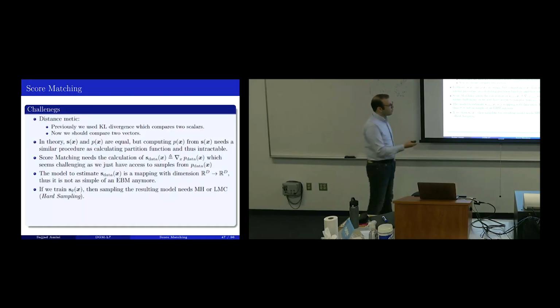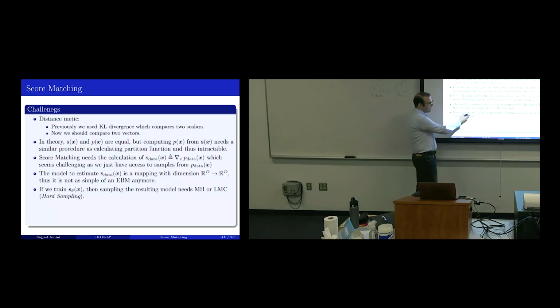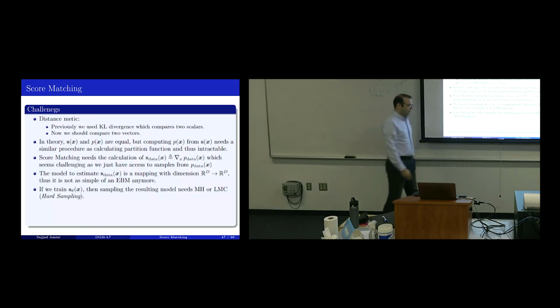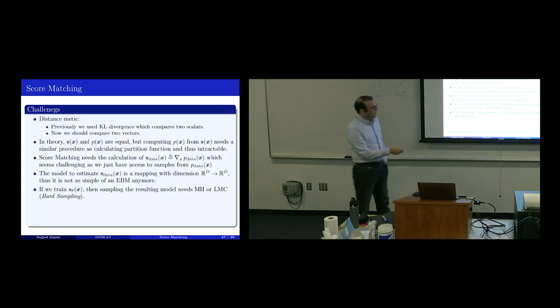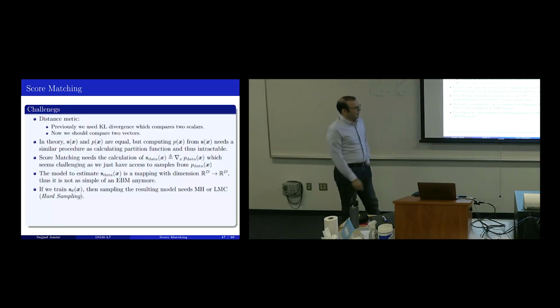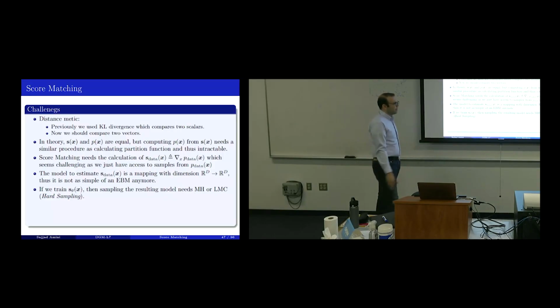Okay, even if you train the model and you calculate S theta of x with any method, then for sampling you again need something like LMC. MH is not suitable here because you do not use the information. You need LMC. And in Langevin Monte Carlo, we do not know when the sampling methods converge, and you may need lots of iterations to sample from the model.